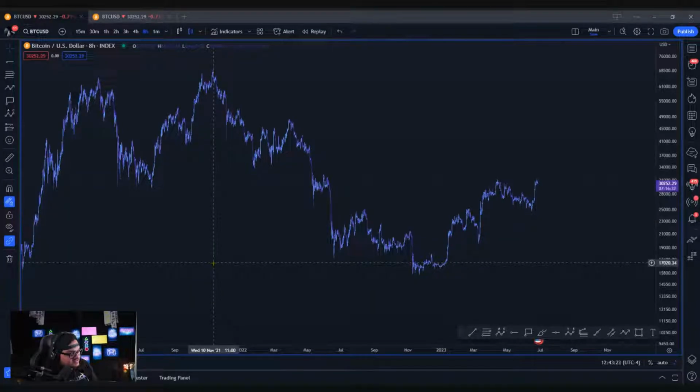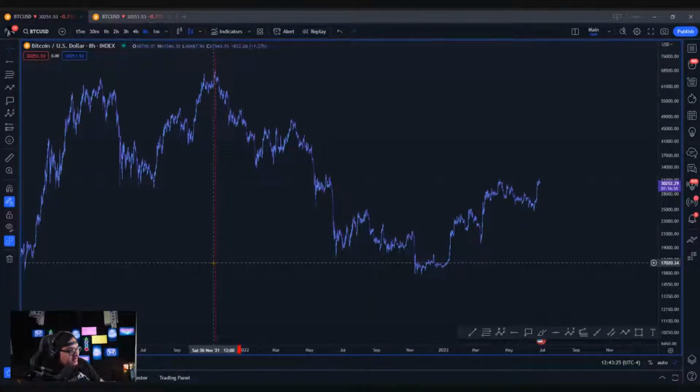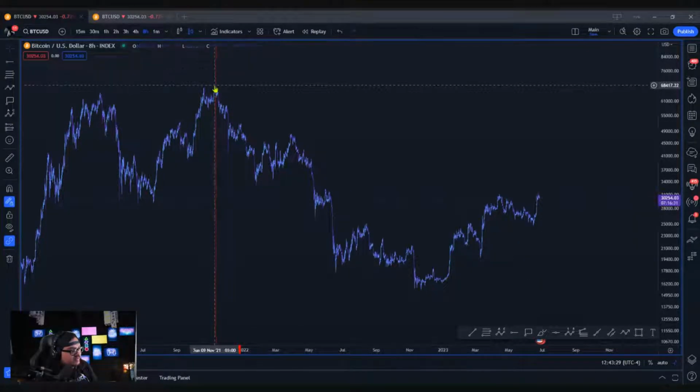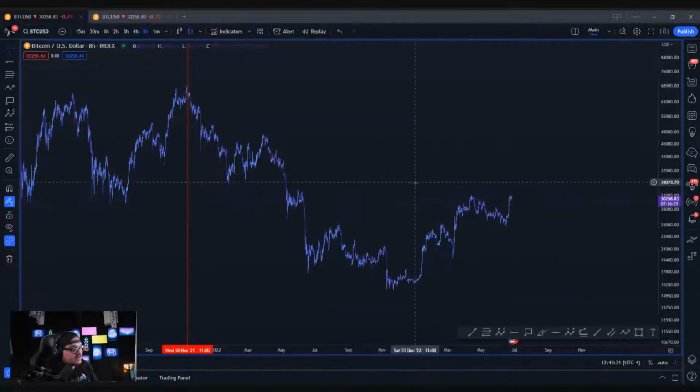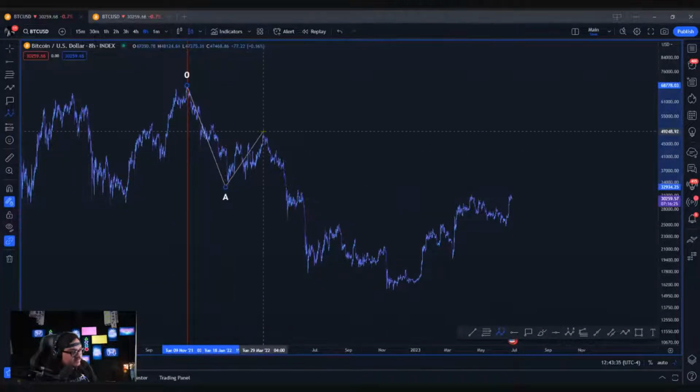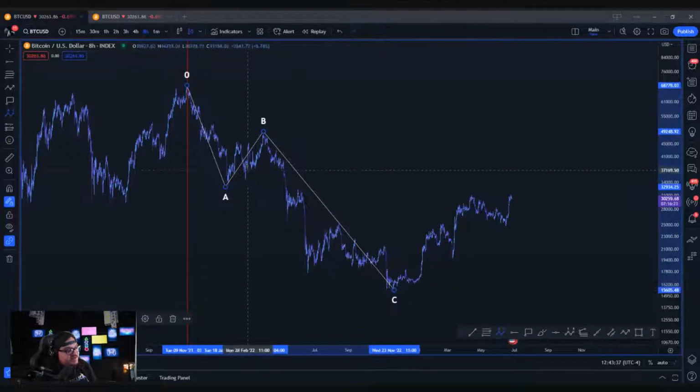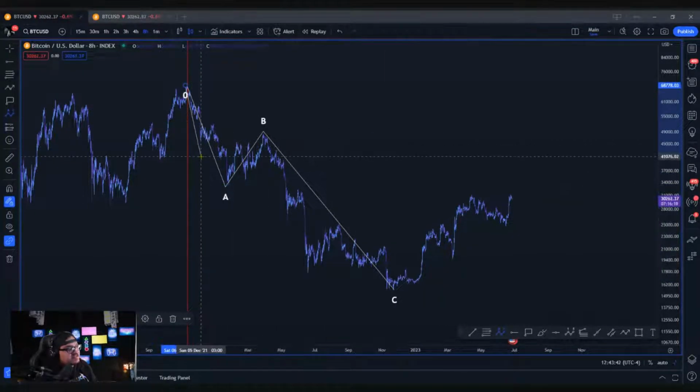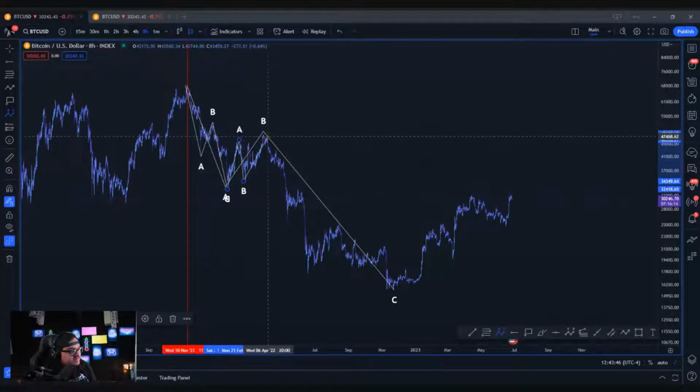The way I like to do things is I like to start off on a fresh new trend. So in this case, we're going to start from the end of the bull market, the beginning of the bear market. From there, we need to ask ourselves, is there an ABC? And in my opinion, there is a nice, clear ABC setup, with a nice set of ABCs between each set of waves.